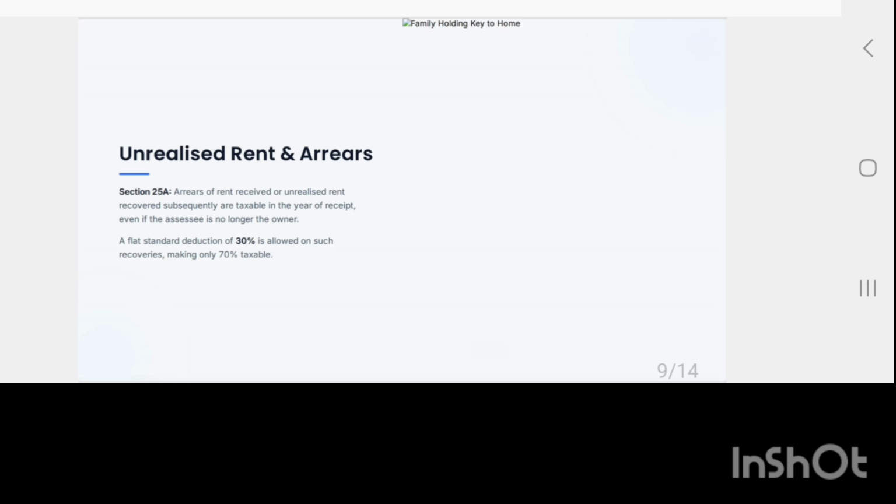You must also understand that unrealized rent and arrears are to be calculated under section 25A, where arrears of rent received or unrealized rent recovered subsequently are taxable in the year of receipt, even if the assessee is no longer the owner.